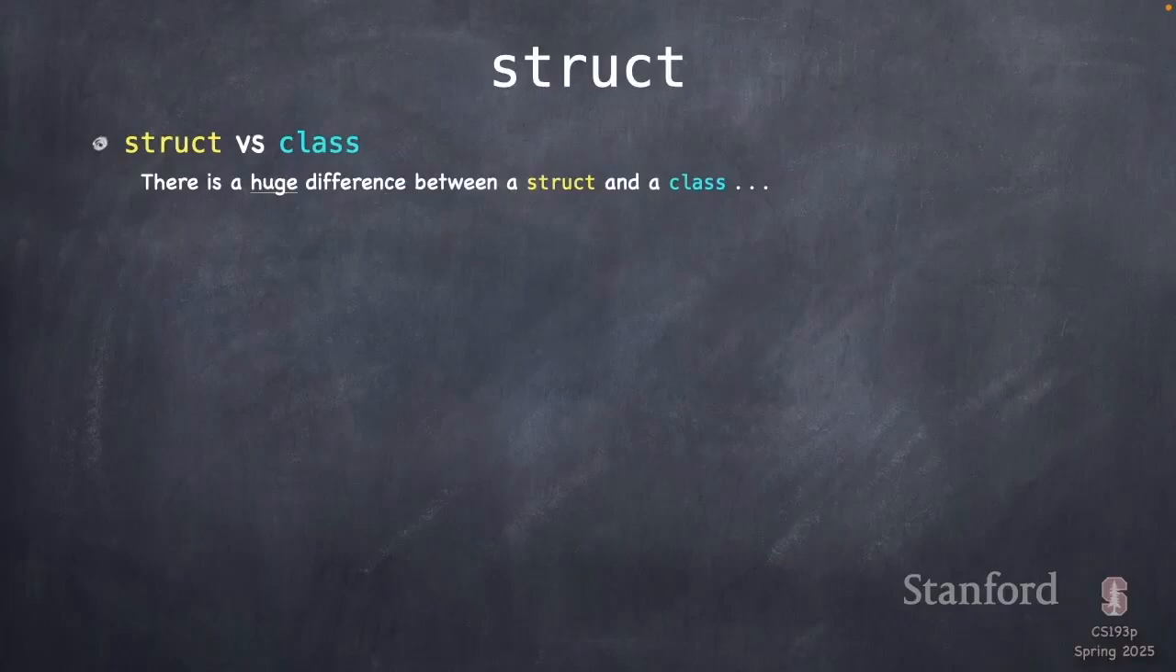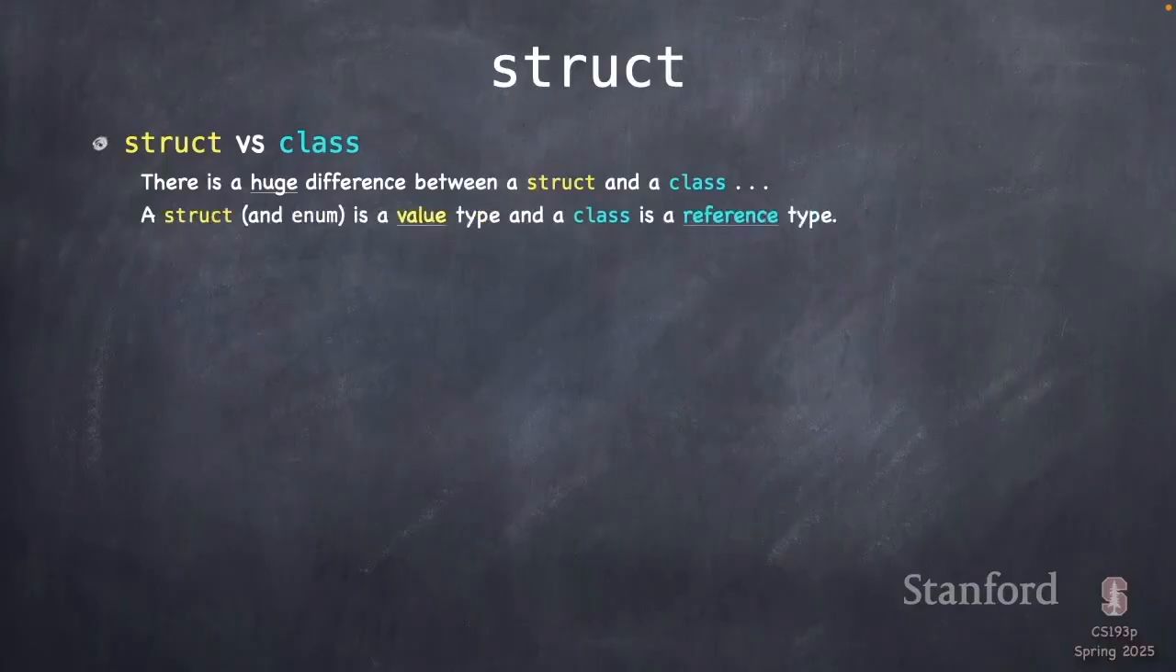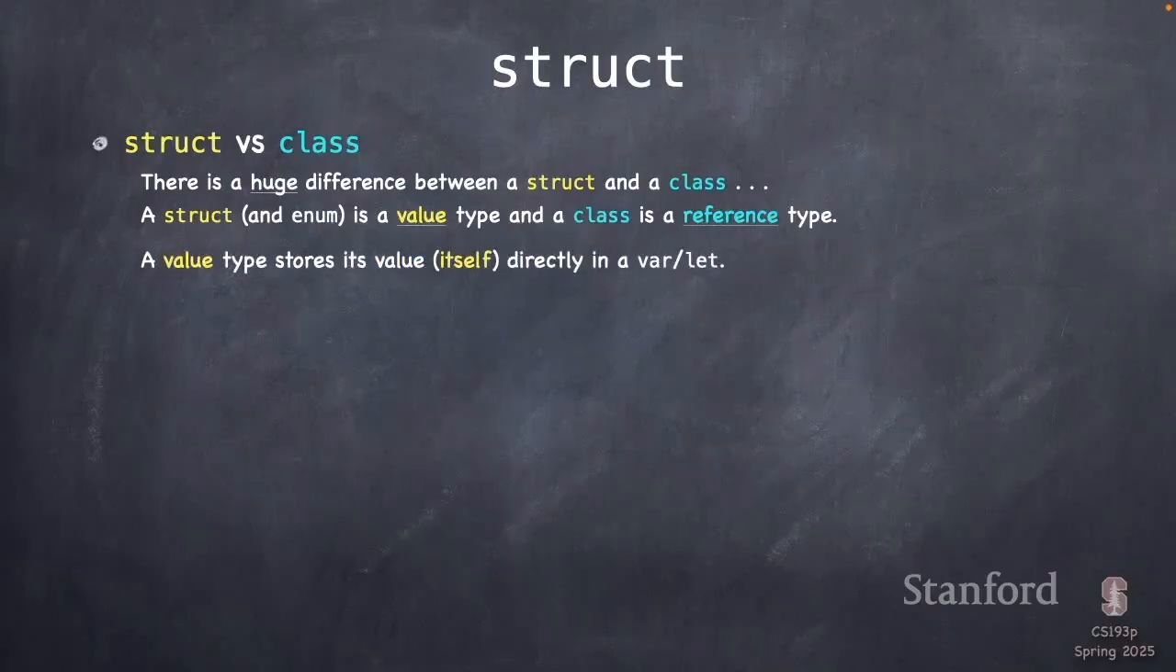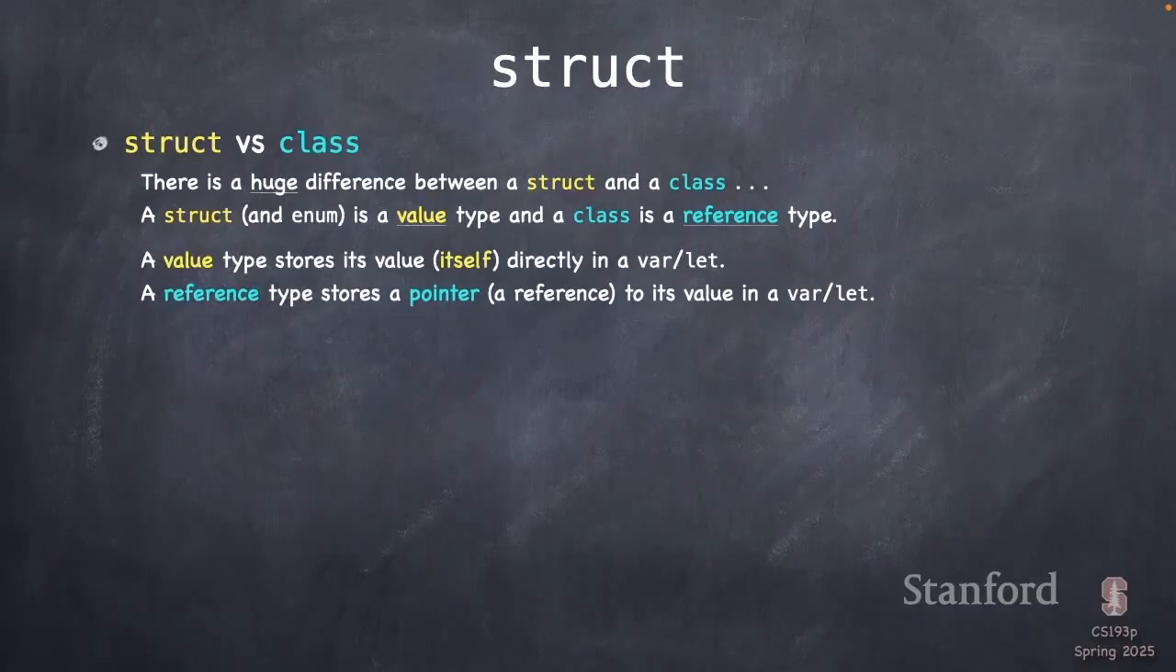So what is the difference between a struct and a class? Well, there is a huge difference between the two, and this is what it is. A struct and an enum are value types, and a class is a reference type. So what do I mean by this? Well, a value type stores its value directly in the var or let. So if I have a var x of some type and it's a value type, the value is actually stored right there in x. That's why we call it a value type, because the value of the thing is directly in the var or let. A reference type stores a pointer to that thing in that var.